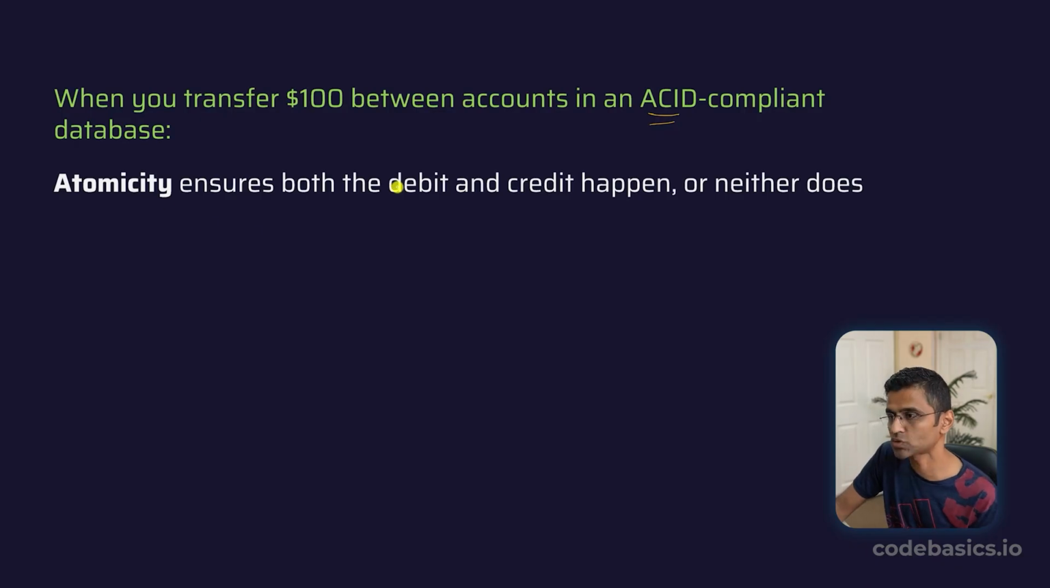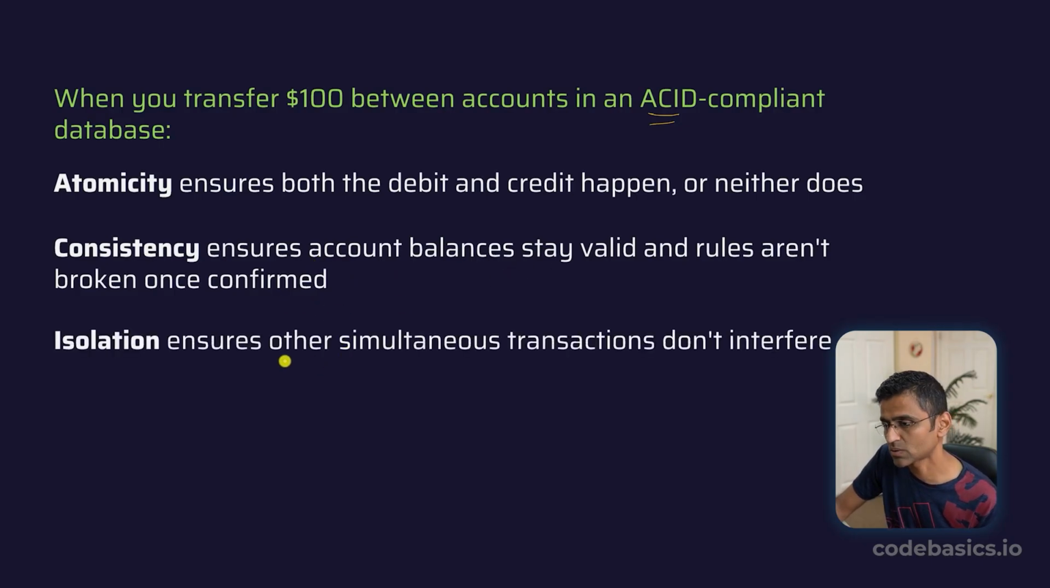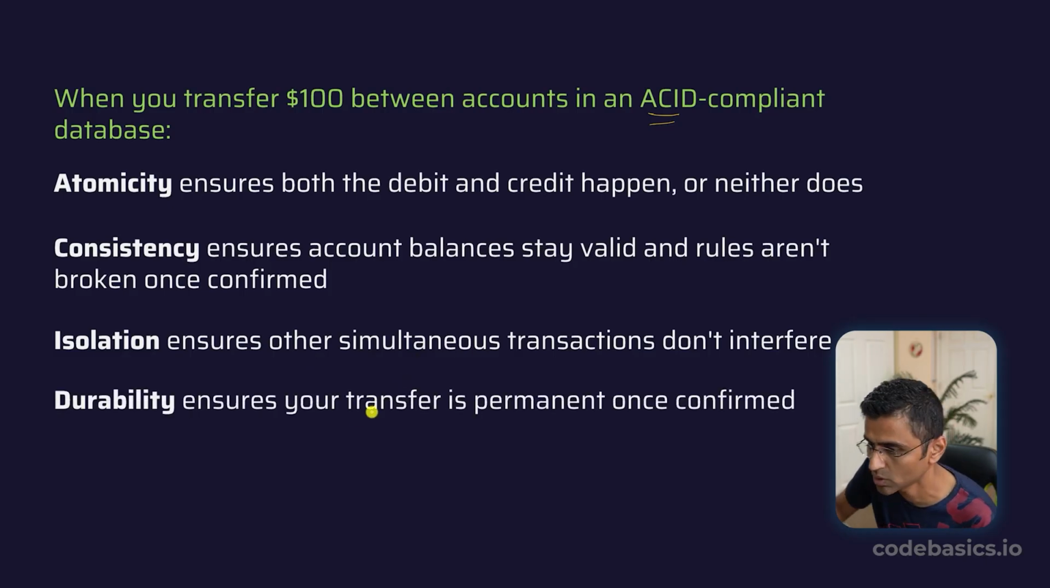So atomicity ensures both the debit and credit happen, or neither does. Consistency ensures that account balances stay valid and rules aren't broken. And isolation ensures other simultaneous transactions don't interfere, and durability ensures your transfer is permanent once confirmed.